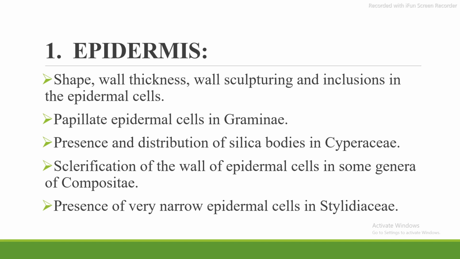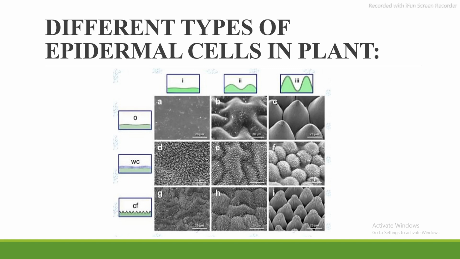Papillate epidermal cells in the Gramineae. Presence and distribution of silica bodies in the Cyperaceae. Sclerification of the wall of epidermal cells in some genera of the Compositae. Presence of very narrow epidermal cells in the Stylidiaceae. Different types of epidermal cells in plants are shown in the figure.